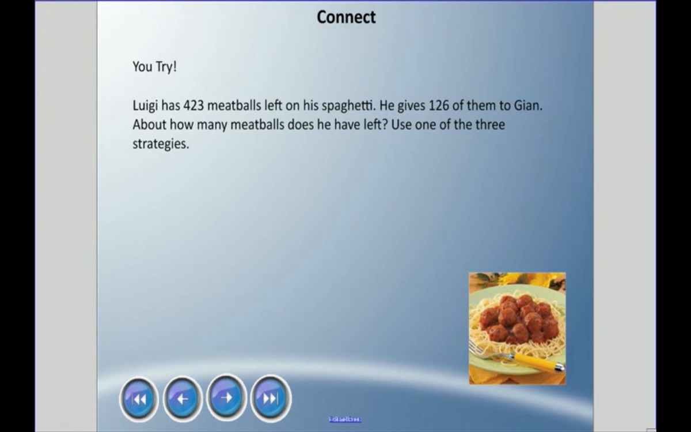All right, I'm going to get you to try one. Let's say there's this guy named Luigi, and he has 423 meatballs left on his spaghetti. He gives 126 of them to John, and that's the Italian way of writing John, by the way. About how many meatballs does he have left? Use one of the three strategies. So I'm going to get you to pause here, try one of the three strategies that I just showed you, and give me an about answer.